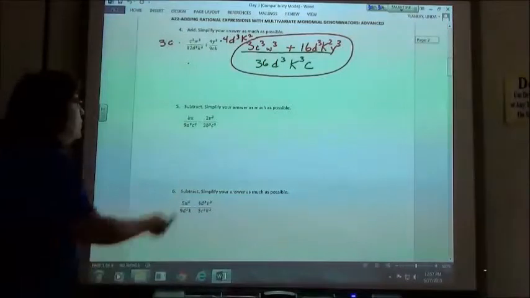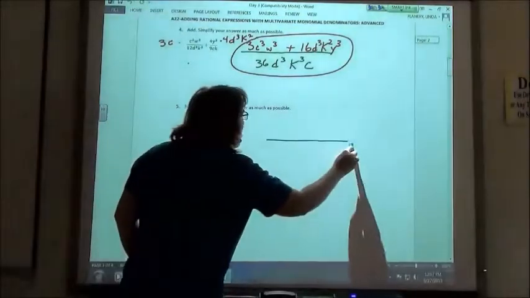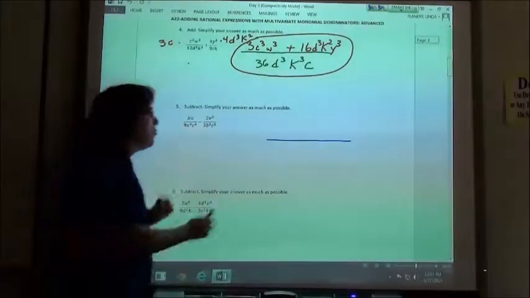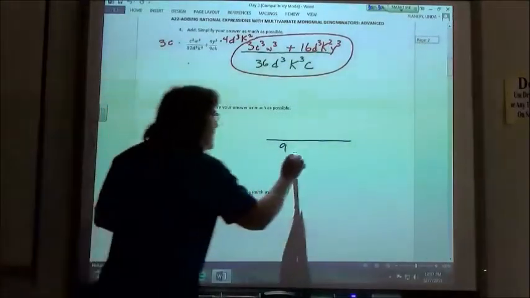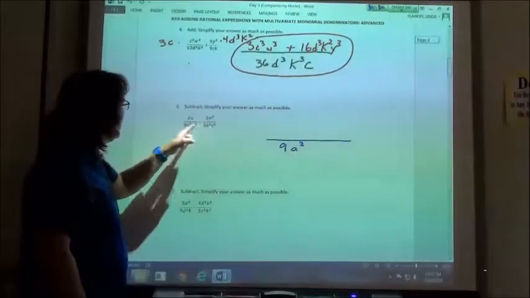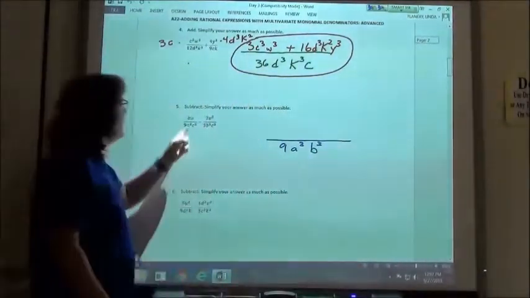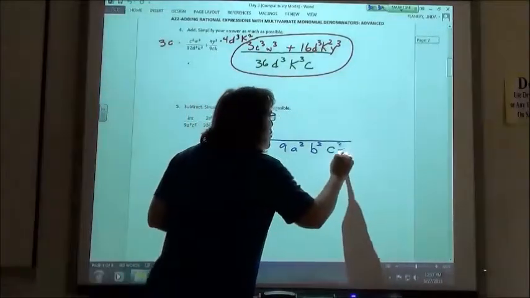So number 5, we're doing subtraction. Same thing. I want to start by finding my common denominator. Least common multiple of 9 and 3 would be 9. Got an a to the third, no a's there, so I need a to the third. I've got a b to the third, no b's there, so I have a b to the third here. I've got a c squared and a c to the third. I need the higher one, so the c to the third.